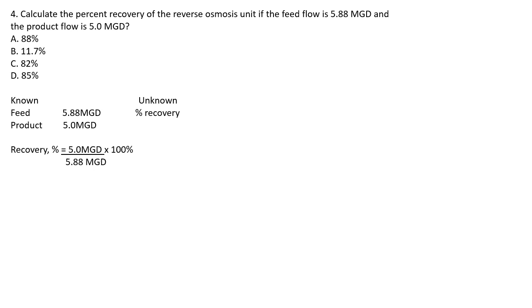The formula for percent recovery is product flow mgd divided by feed flow mgd times 100%. So we have 5 mgd divided by 5.88 mgd. You do your division, you get 0.85. We're going to times that by 100%, and your percent recovery is 85%.